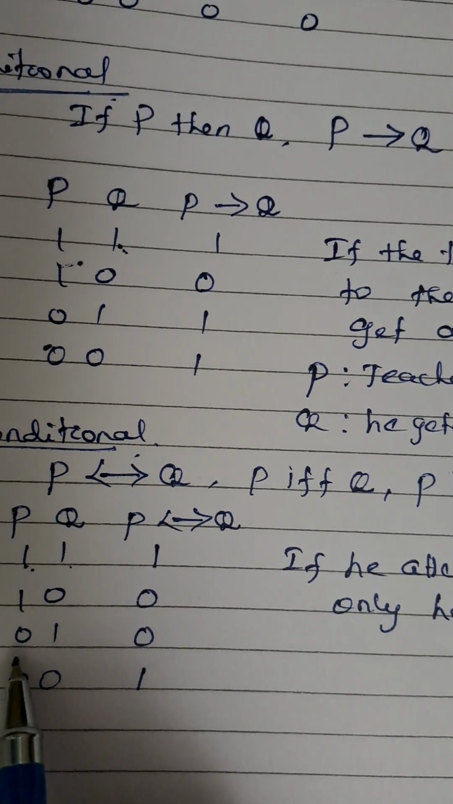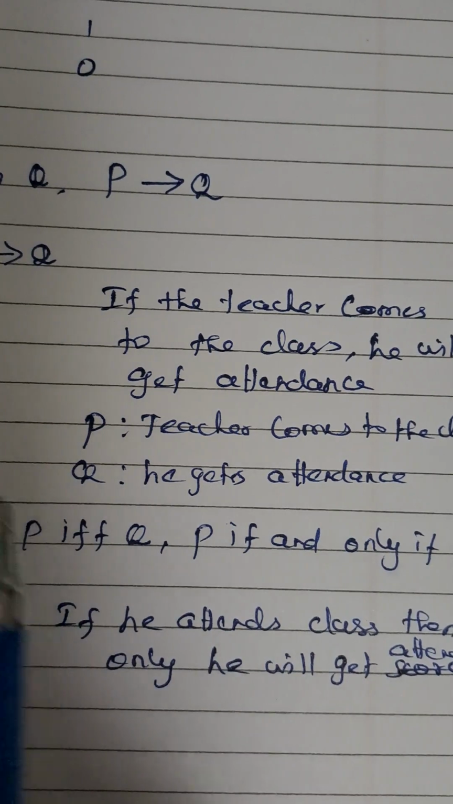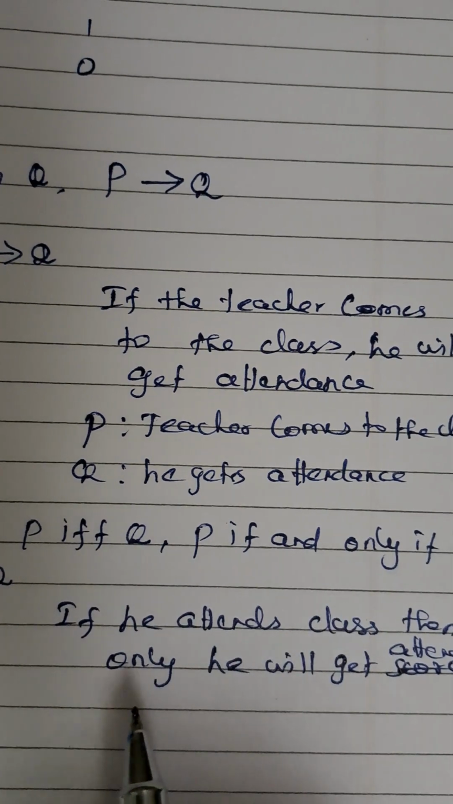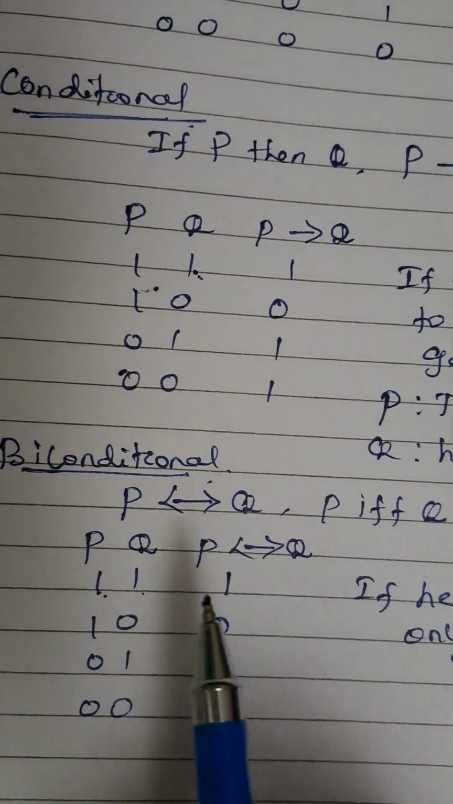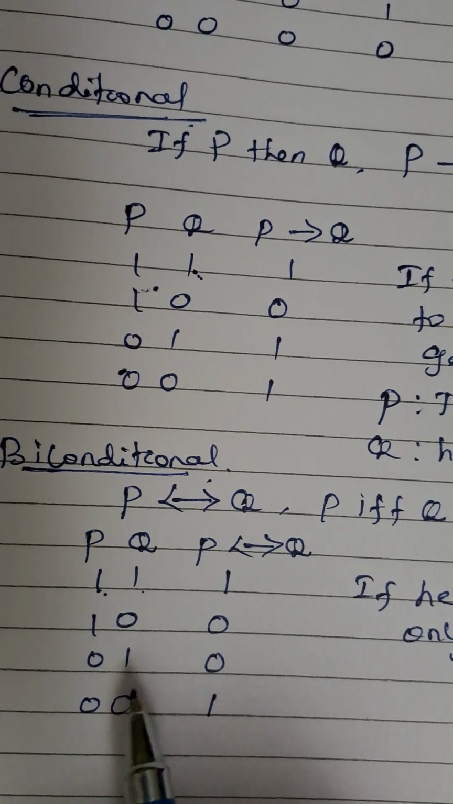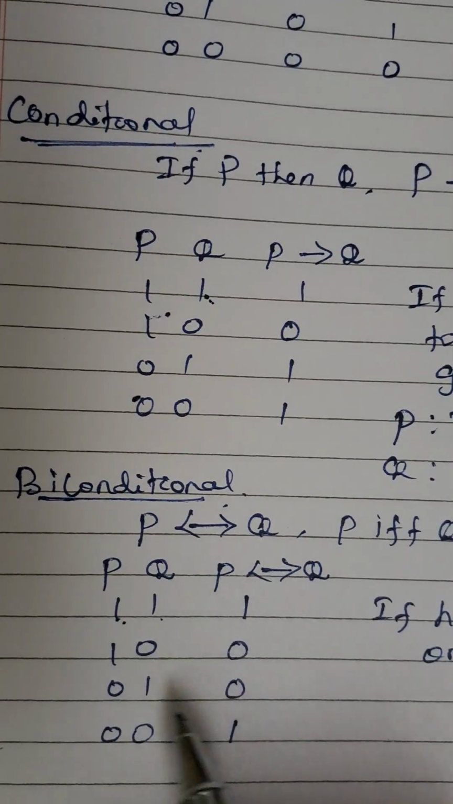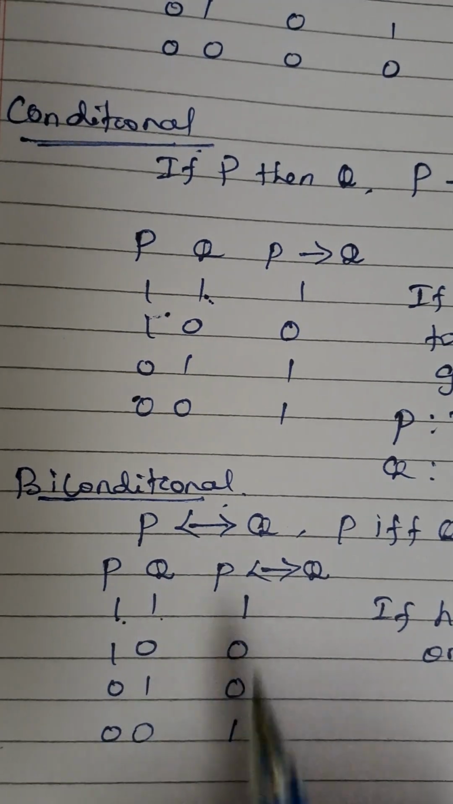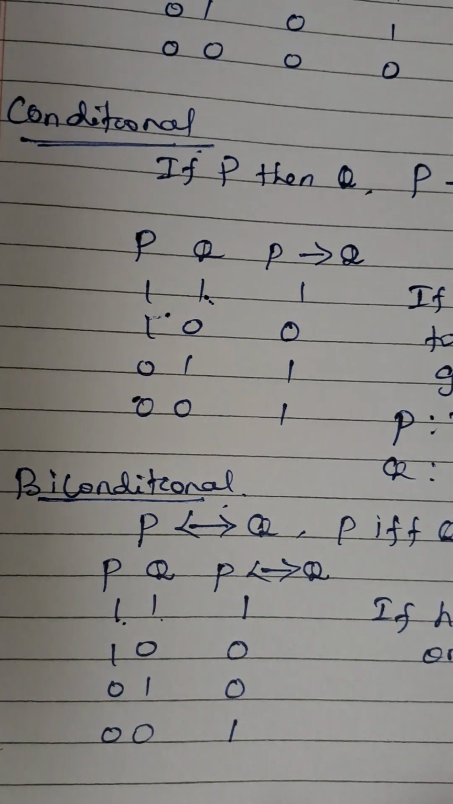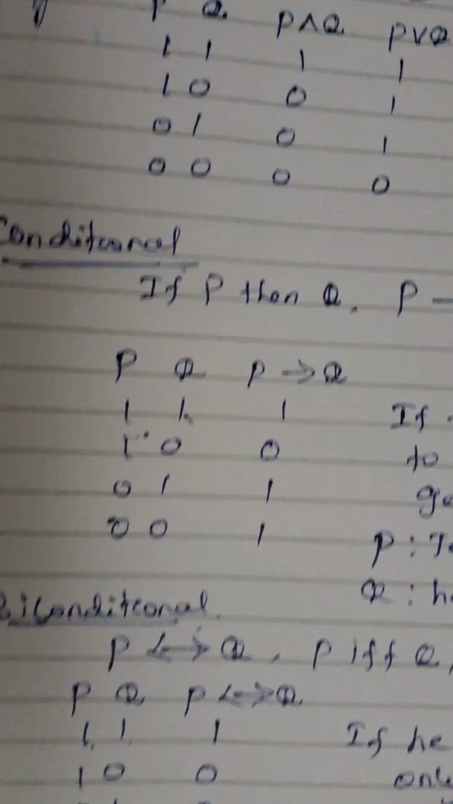If he is not attending the class, that is the meaning of "only then". See the difference between "then" and "only when". Only when means if the first one happens, then only the second one happens. So if the first one does not happen, the second one will not happen. So 0 1 is also false. That is the meaning of the biconditional statement: 1 1 is 1, 0 0 is 1, and if it is changed, then it is 0. Okay, so we can see some examples relating to all these connectives.